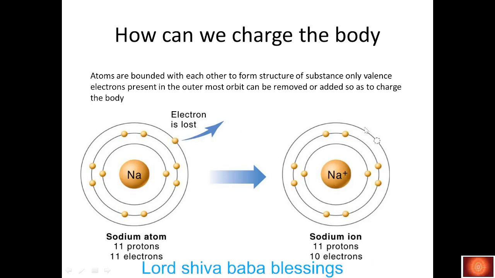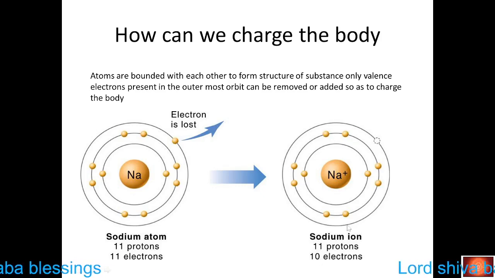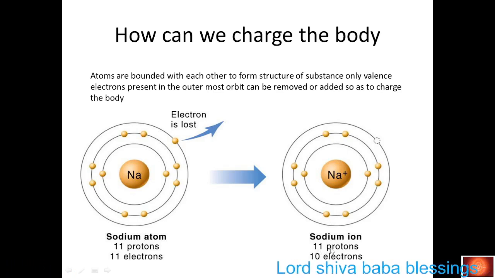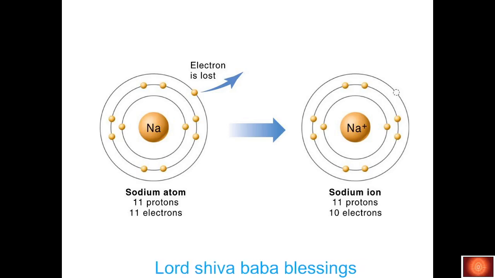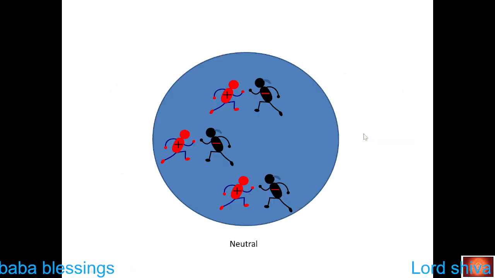Look over here. This electron is lost and this becomes a vacant position. So there are 11 protons and 10 electrons. Since the number of protons is greater, the positivity is greater. So look over here, this is your sodium ion. The sodium atom is converted to a sodium ion, which is Na plus.